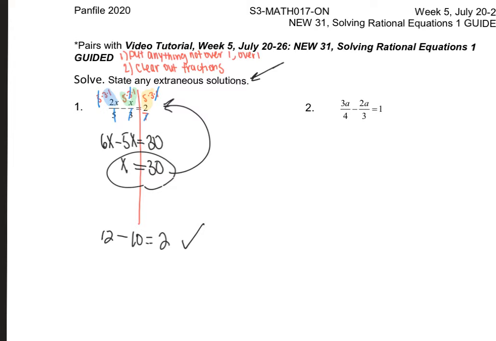Okay. Number 2. So we're going to throw a 1 over the 1. And then we're going to clear out. So 4 times 3 times 1. All right. And then we're going to look for what cancels. 4 and 4. 3 and 3. 1 and 1.